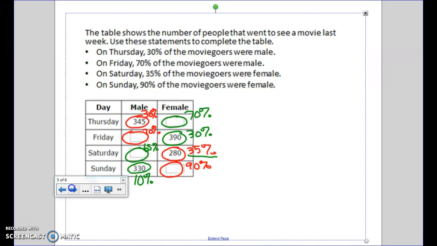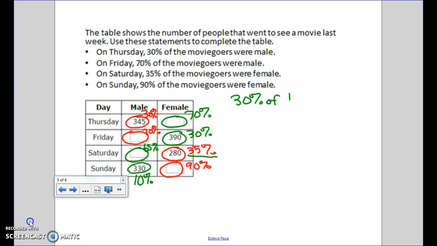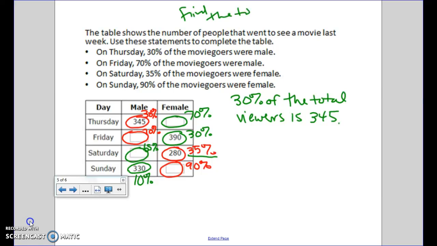Okay? This is going to be a little bit of a tricky problem because what we need to figure out is the number of female or male audience members. So I'm going to use an equation to help me solve this problem. If I know that 30% of the total viewers is 345, then I can figure out how many total viewers there are. So the first thing I'm going to try to figure out is the total viewers for each day.